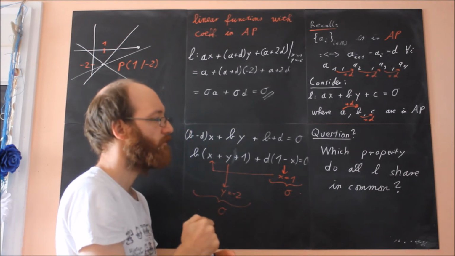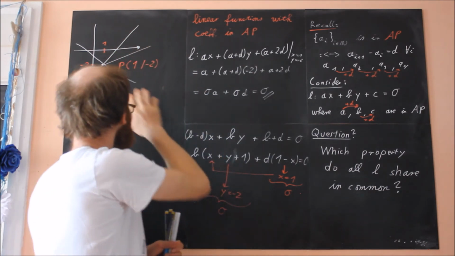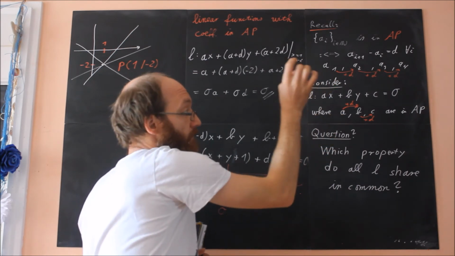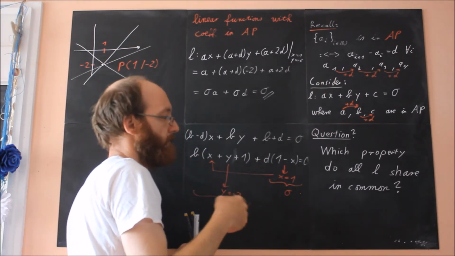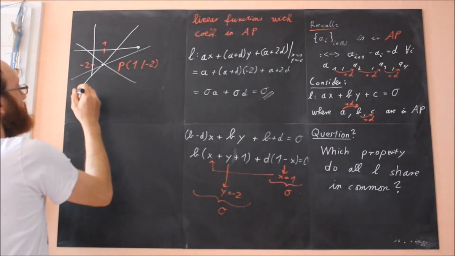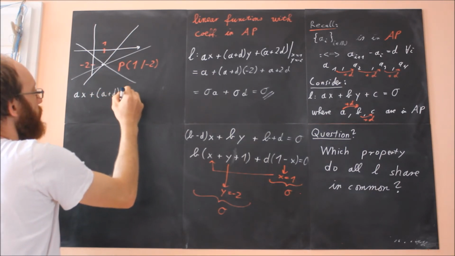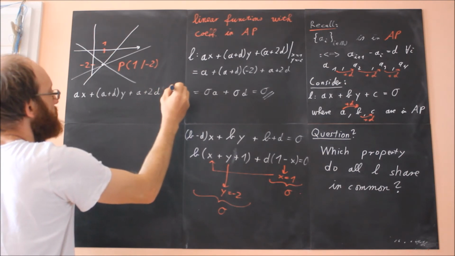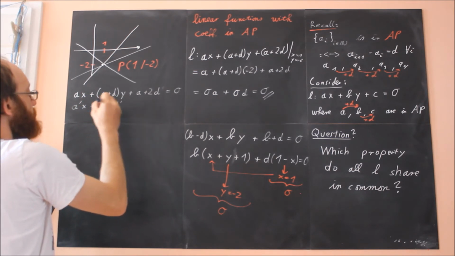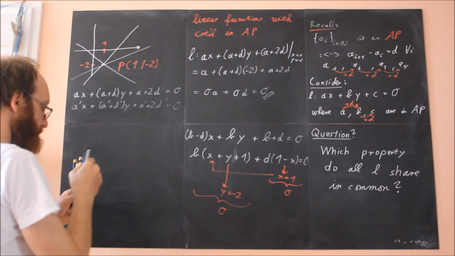And the last way I want to show, after the exploration that there might be a common point, is this. We take two different linear functions from the same family, and then we show that they share this common point. Let's take ax plus (a plus d)y plus (a plus 2d) equals 0, and a'x plus (a' plus d')y plus (a' plus 2d') equals 0.